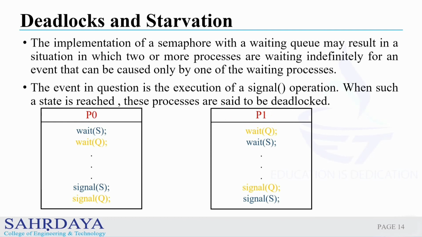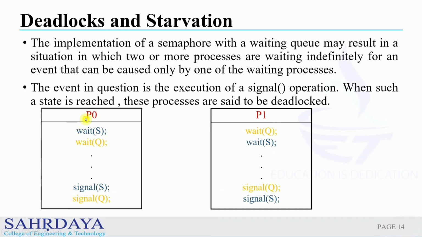Now the process P0 is trying to execute the wait operation on semaphore Q, but this is not going to happen because process P1 holds the semaphore Q, and it is not released yet since the signal operation on Q is not executed. At that moment, the process P0 is not able to execute the wait operation on semaphore Q. Similarly, when process P1 is trying to execute the wait operation on semaphore S, it is not going to happen because semaphore S is being held by process P0. That means both processes P0 and P1 are waiting indefinitely.